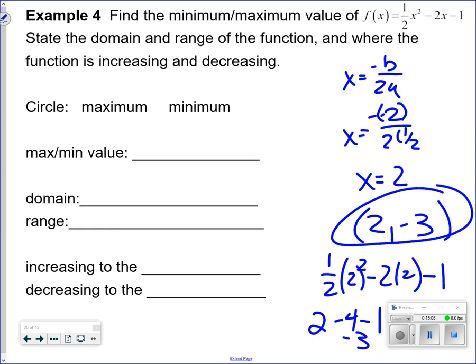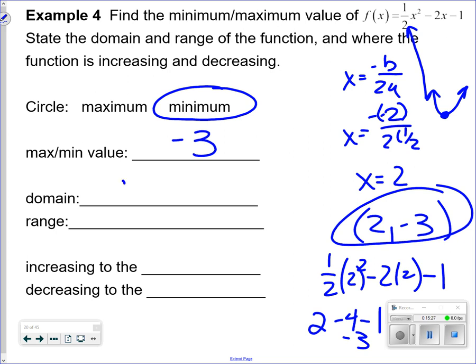Without even graphing this parabola, can you tell me whether or not this parabola goes up or down? Well, the a value in front is positive, so this parabola is going to go up. That means something. So what is this, a max or a min? Because it has a bottom, it has a minimum, and the minimum value in this case is -3.